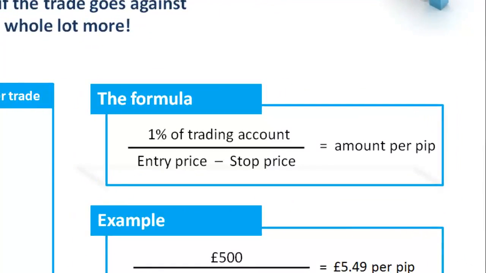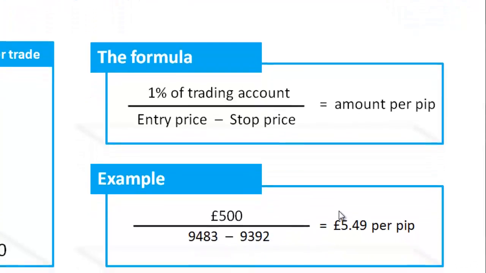And we want to use this 1% in the following formula. It's 1% of your trading account. Say, for example, you started off with £10,000. So that's £100 divided by the difference between your entry price and your stop loss. That will give you a figure, which is how much you should place with your broker per pip. This is what we call a stake size.